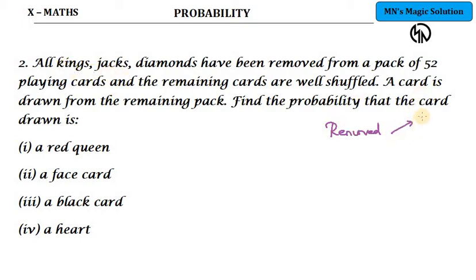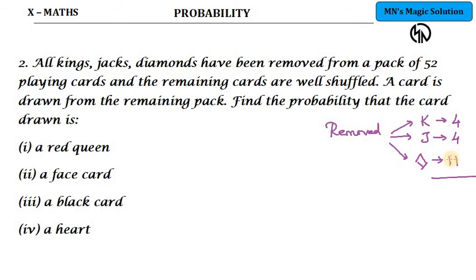all kings. So totally there will be how many kings? 4 in number. Jacks will also be 4 in number. And all diamonds have been removed. So all diamonds, totally it will be 13 diamonds, of which already one king and jack has been removed. So it will be 11 diamonds pending, which has also been removed now.